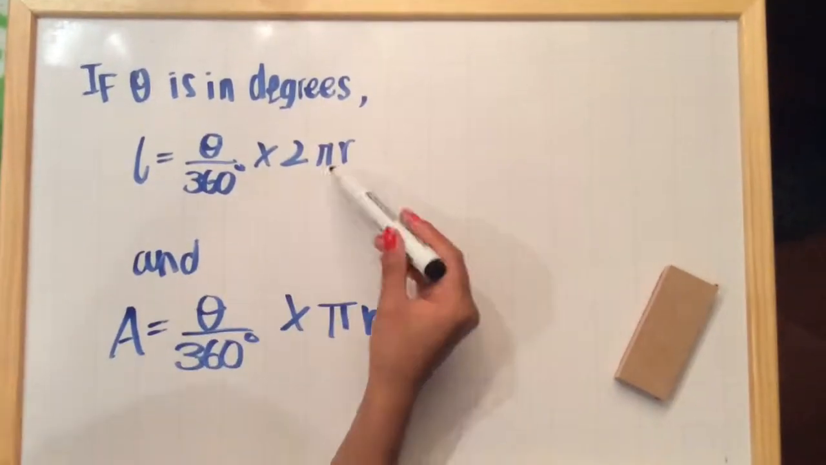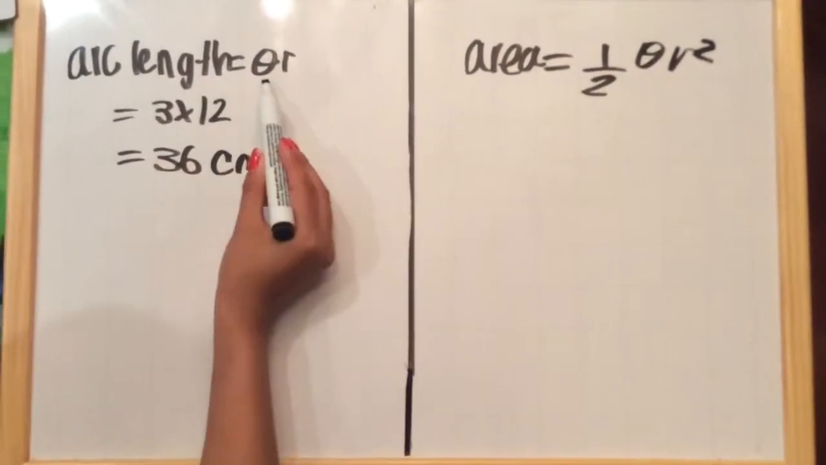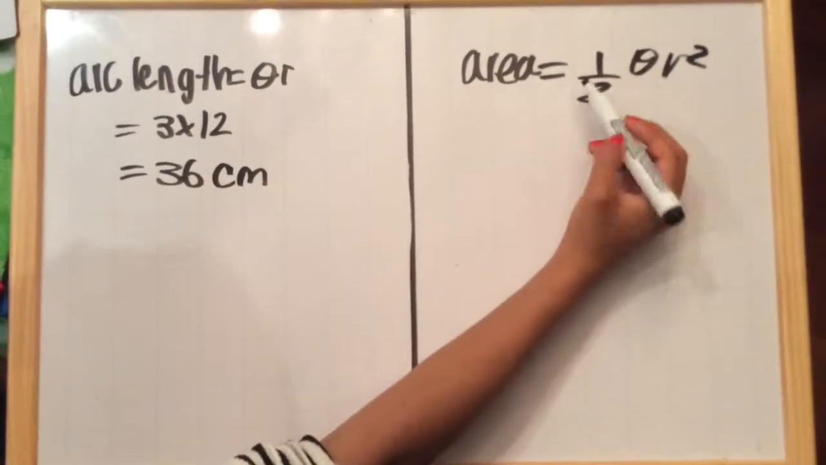But if theta is in degrees, you can always use these formulas. Now here you can see examples of how to calculate arc length and area of a sector.